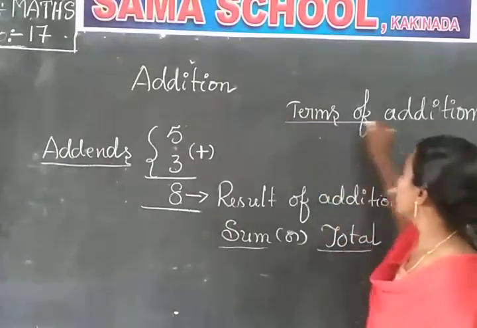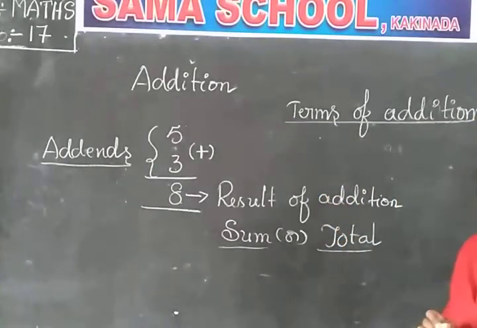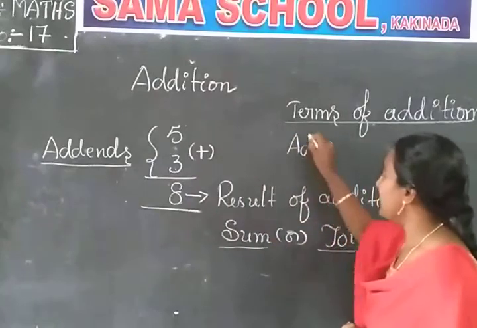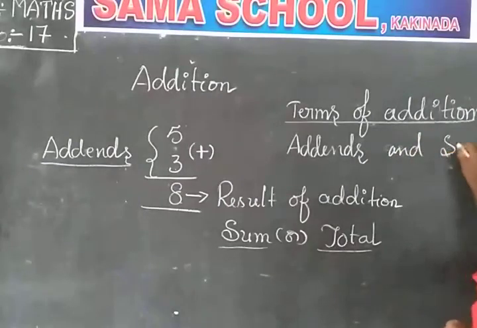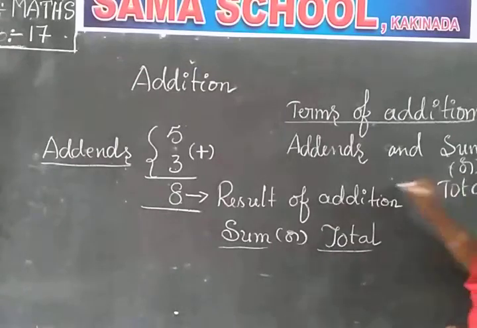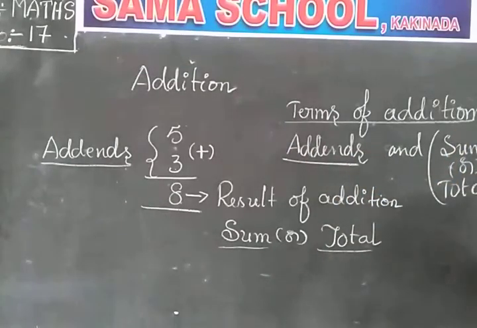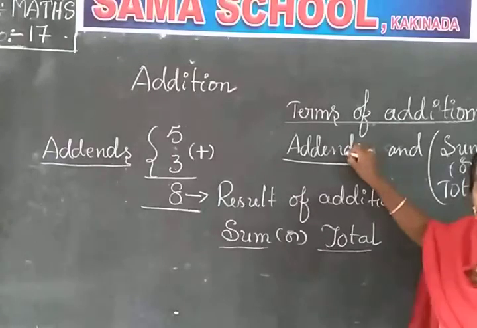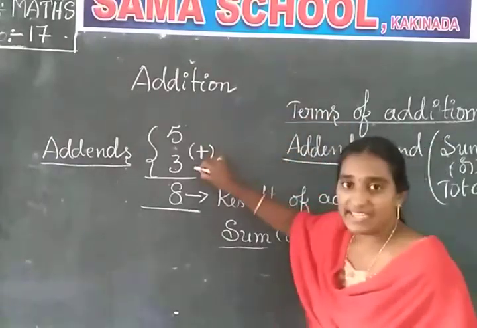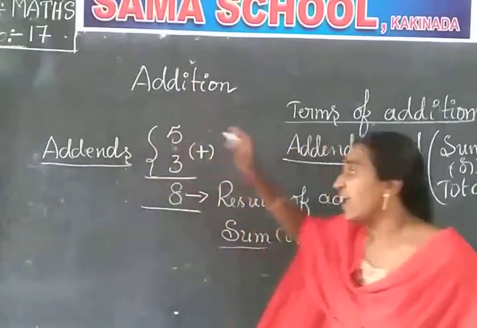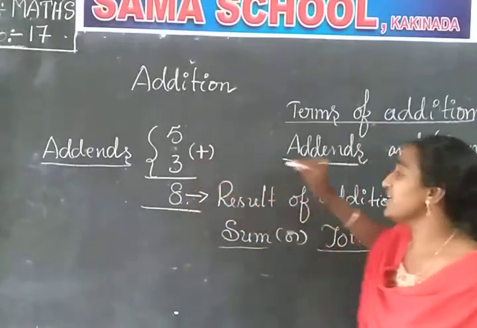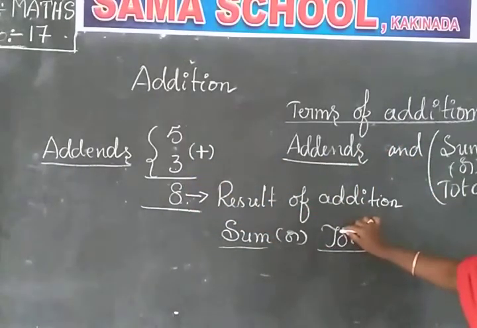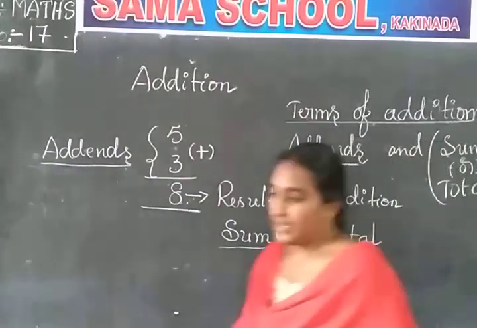Okay, children? What are the terms of addition? In addition, we have two terms. What are they? Addends and sum or total. What are addends? The numbers we are adding are called addends. And after adding the addends, we will get the result. This result is known as sum or total. Is it clear, children? Okay.